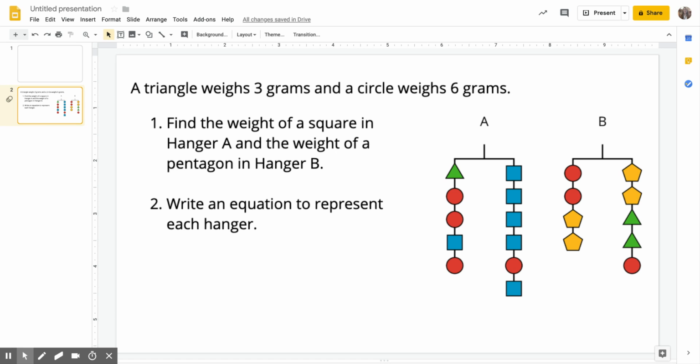Let's look at a hanger problem together to try and solve it using an equation. In this example, a triangle weighs 3 grams and a circle weighs 6 grams. Number 1 says find the weight of a square in hanger A and the weight of a pentagon in hanger B. Write an equation to represent each hanger. Well, let's just focus on hanger A for right now.